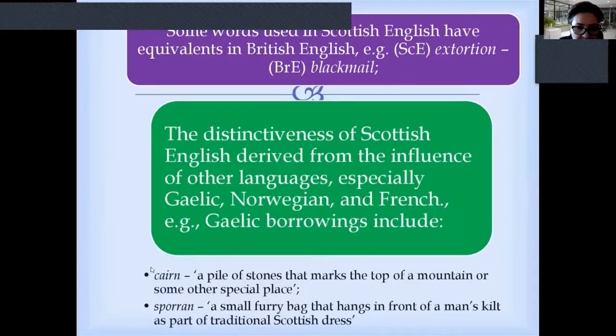For example, for Gaelic borrowings, cairn means a pile of stones that marks the top of a mountain or some other special place. Sporan means a small furry bag that hangs in front of a man's kilt as part of traditional Scottish dress. You see that many words have appeared in this or that variant of English according to the traditions and customs of this or that nation.